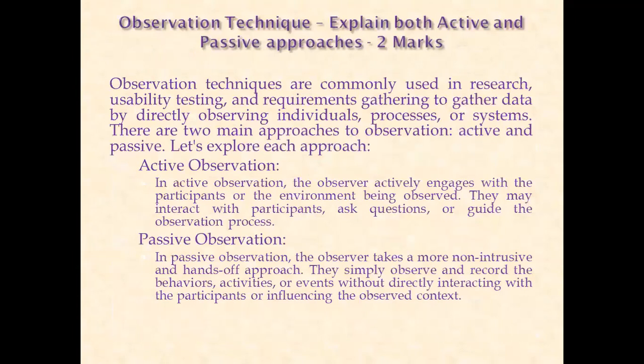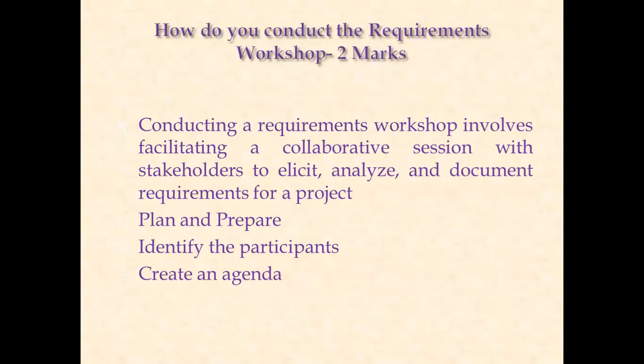Okay. Then what is observation technique? Explain both passive and active approaches. So basically observation is to observe the individual or the processes or the software to understand and to gather data. So what is active? Active observation is where you're asking questions. Passive observation is where you're viewing without asking any questions. Clear? How do we conduct a requirements workshop?